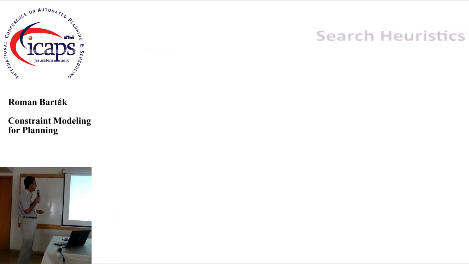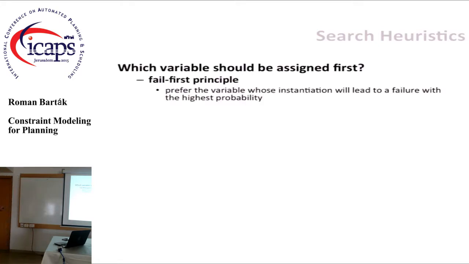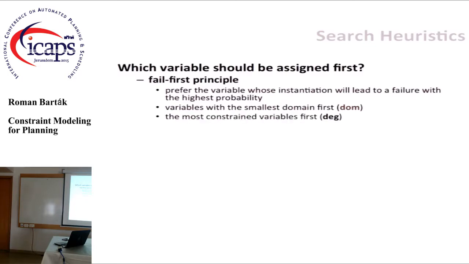So speaking about the heuristics for selecting the variables and values for them, the most typical one for selecting the variables is called fail first principle, meaning select the variable whose instantiation will probably fail. And there are some instances of this heuristic, like the DOM heuristic, which says select the variable with the smallest domain first, or select the variable with the largest number of constraints in which the variable is participating, which is called the DEC, degree heuristic. Sometimes a combination of these heuristics is used, DOM plus DEC, and there are other heuristics.